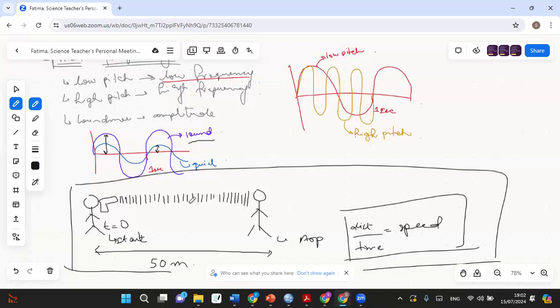Sound travels through air because of vibration of air. Because the air molecules are vibrating, that's why sound is traveling. Because the water molecules are vibrating, that's why the sound is traveling. So for a sound to travel, we need some kind of medium. That is the reason there is no sound in space.